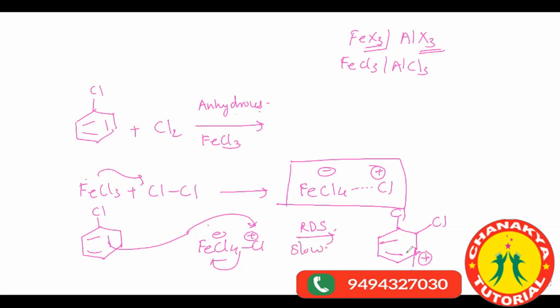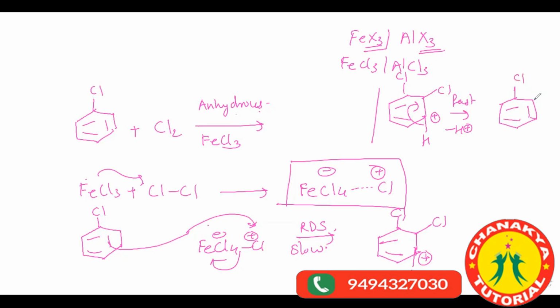And what happened in the next step? The intermediate that has been formed, in a very fast manner, loses this hydrogen, and you will get dichlorobenzene. This is the fast step, minus H plus. Cl and here also Cl. Clear? So monochlorobenzene would be converted into dichlorobenzene. This is an ortho product, so it's not a major product.